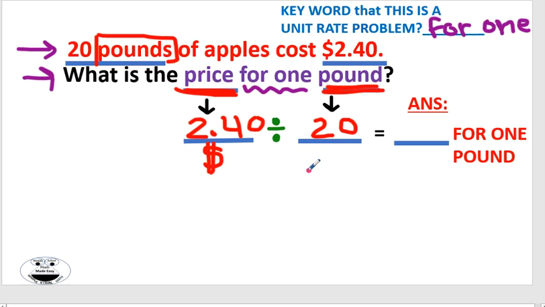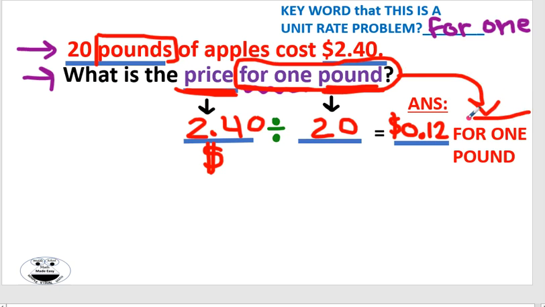So now we just divide $2.40 divided by 20. I'm going to put that in the calculator. Some of you may have to work this out on paper. And we get 12. Now, some students get confused. Is this 12 in money or pounds? So here we go back to, again, the end of the question, and it's saying price for 1 pound. So that means this is the price, 12 cents, for 1 pound. Use those same words here at the end of the question, for 1 pound, and that is the unit price, the unit rate.